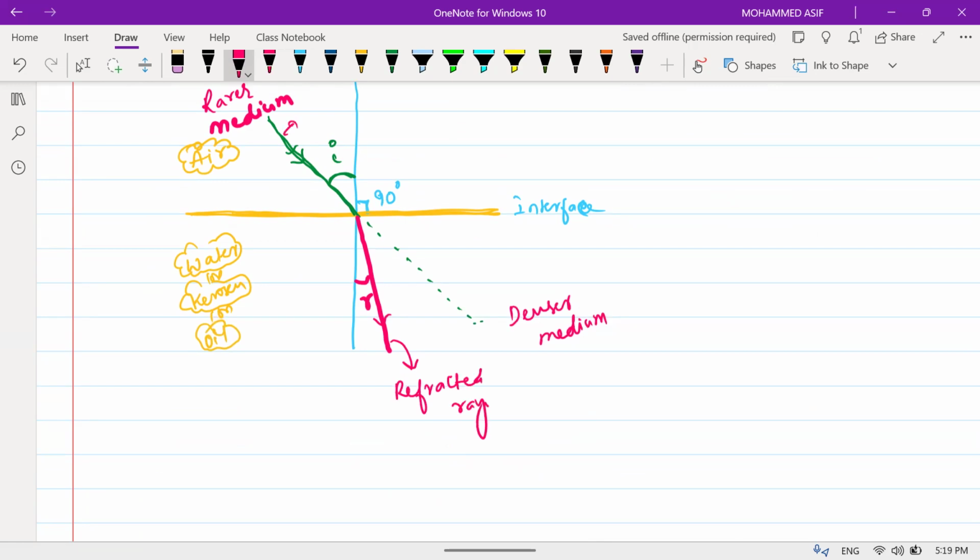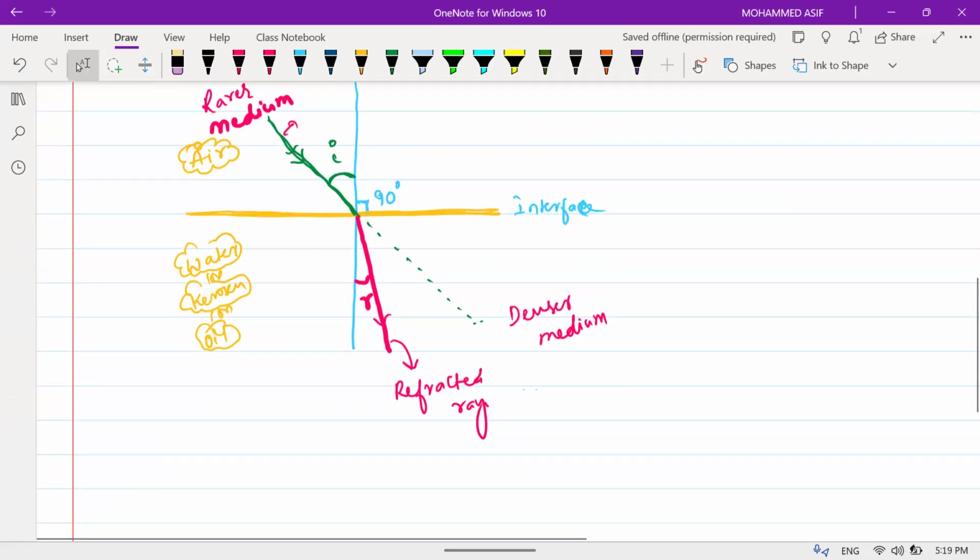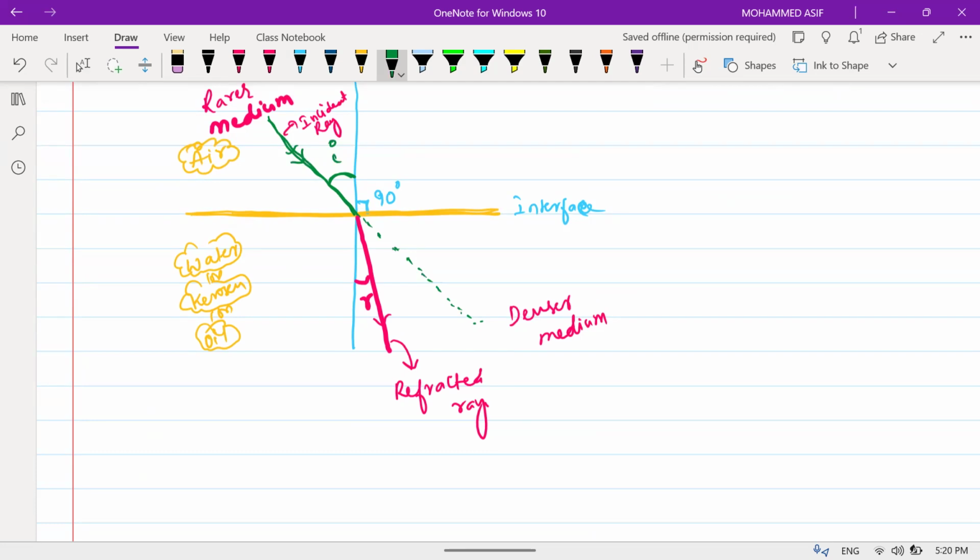This one is called the incident ray. Actually, the incident ray should have traveled in a straight line because light always travels in a straight line like this. But when it is entering from air to water, it is bending towards the normal. It is called the refracted ray. Okay, and you know that the angle made by the incident ray with the refracted ray is known as deviation.